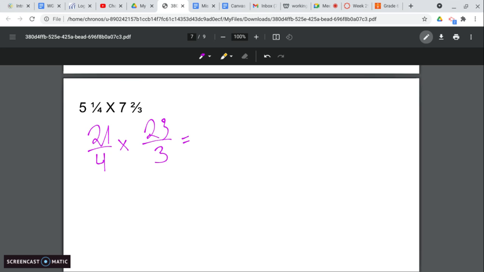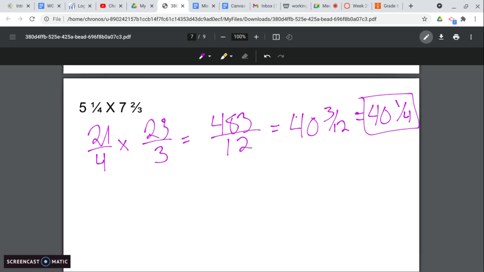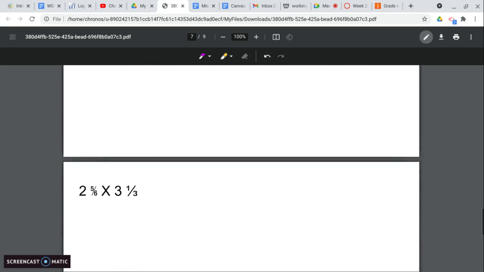So 21 times 23 is going to give us 483 over 4 times 3 is 12. Now 12 can go into 483 40 times. 12 times 40 is 480, so we have 40 and 3/12, which can get simplified further to 40 and 1/4 for an answer there. So yes, do simplify on these.